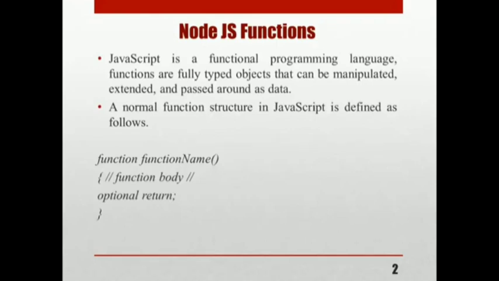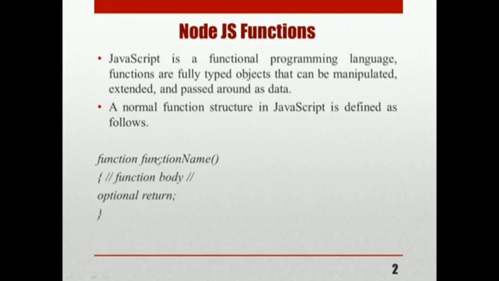In JavaScript, it is a functional programming language. Functions are first-class objects that can be manipulated, extended, and passed around as data. Here you can see a normal function structure in JavaScript. Here is the declaration of a function: function, then function name, parentheses, opening curly brace, that is the function body, and an optional return statement here, and the closing bracket.